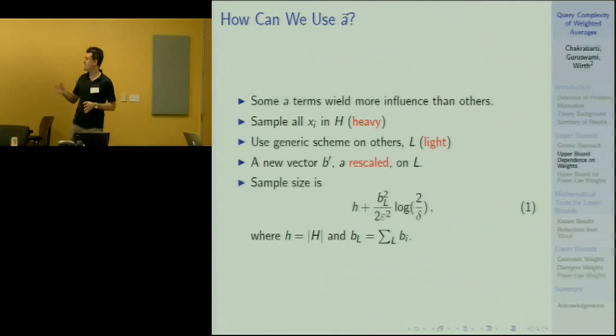Okay, so maybe some of these A's are more important, because of the weights of the A's, some of these things are more important than others. So what we're going to do is say that some of the items are what we call heavy, and we're going to definitely sample those. Maybe we're sure that somehow we ought to look at the top 10 documents or something like that, and then afterwards we'll run this generic scheme that I described, except that we'll re-weight everything. So we'll re-normalize the weights, based on what's left.